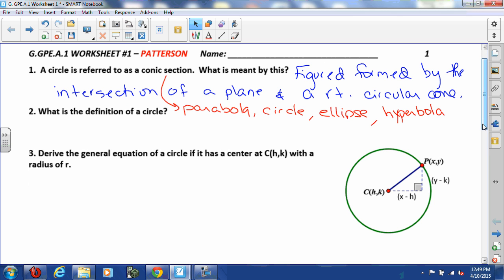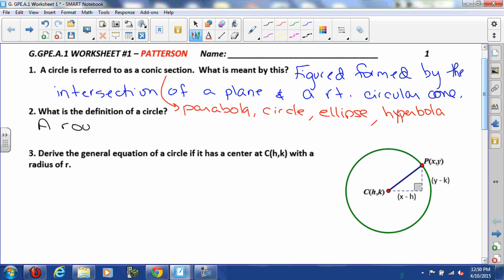What is the definition of a circle? How would you define a circle? If somebody walked in here and said, hey, geometry class, what's a circle, what would you say? Gosh, I hope you would say something. A figure without edges or vertices. Has 360 degrees. What else? Anything else? You didn't even use the word round. I thought somebody would have said round.